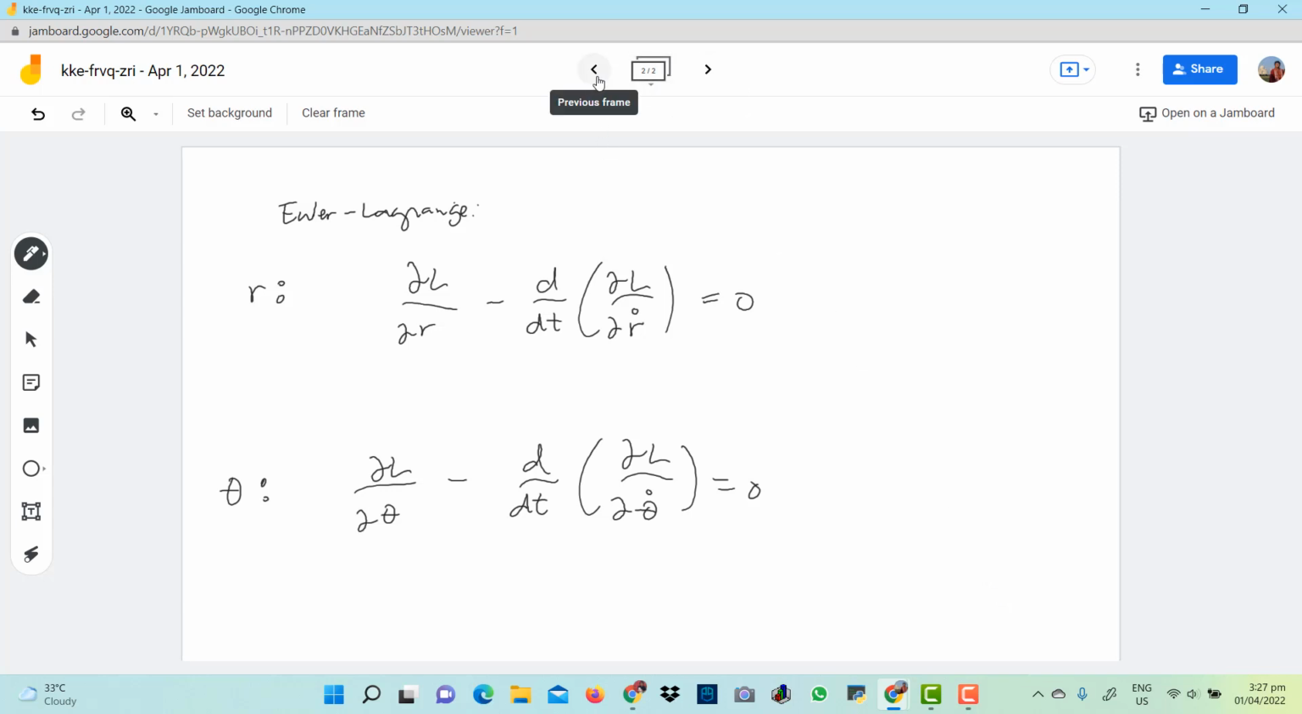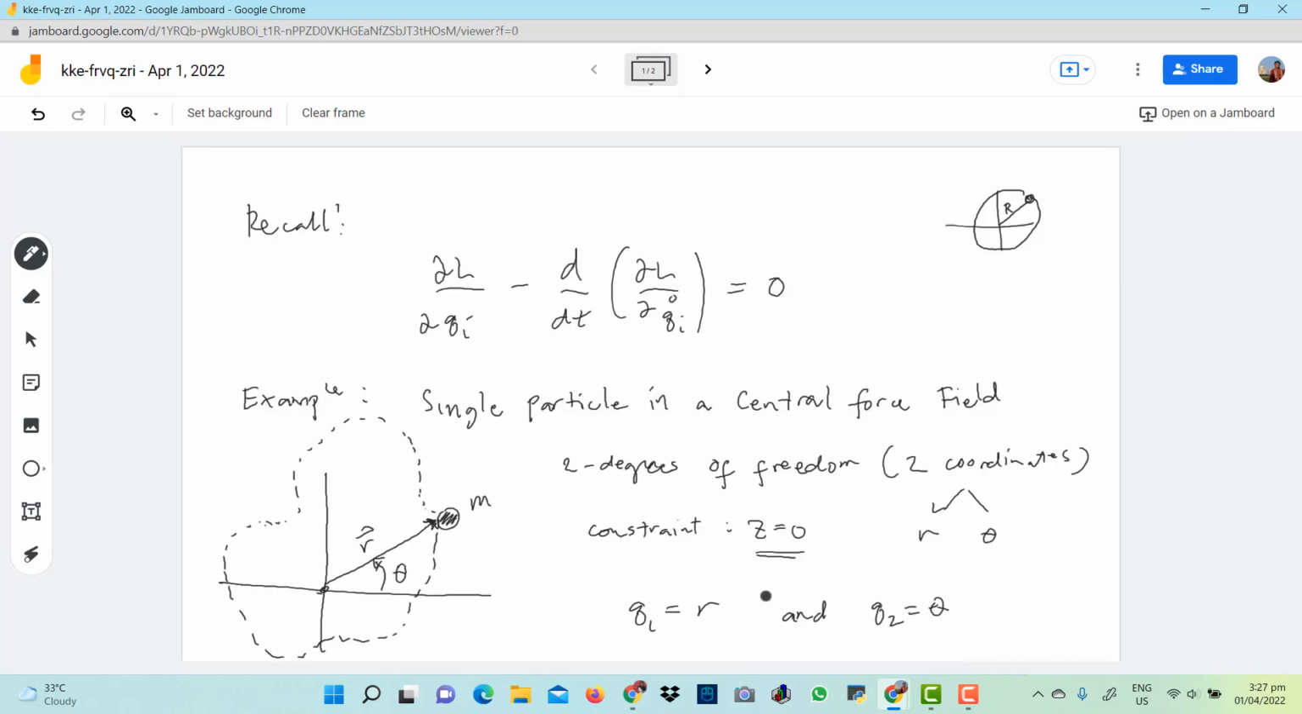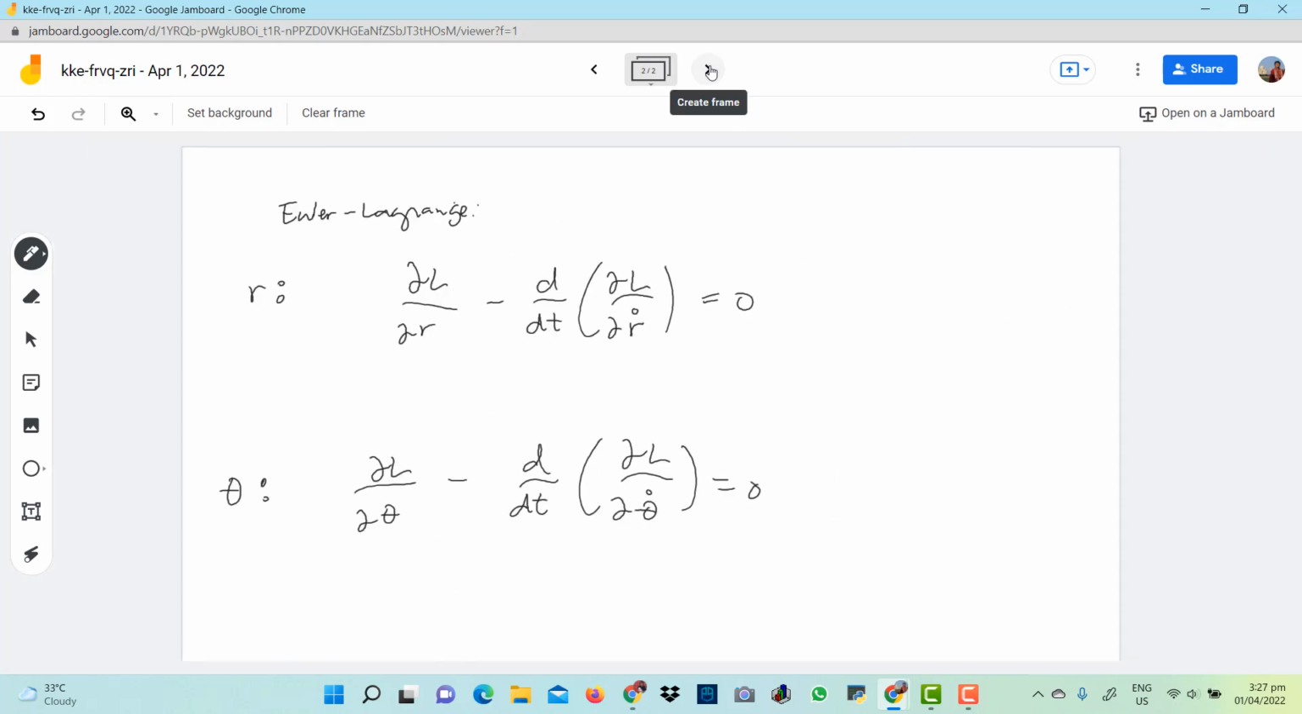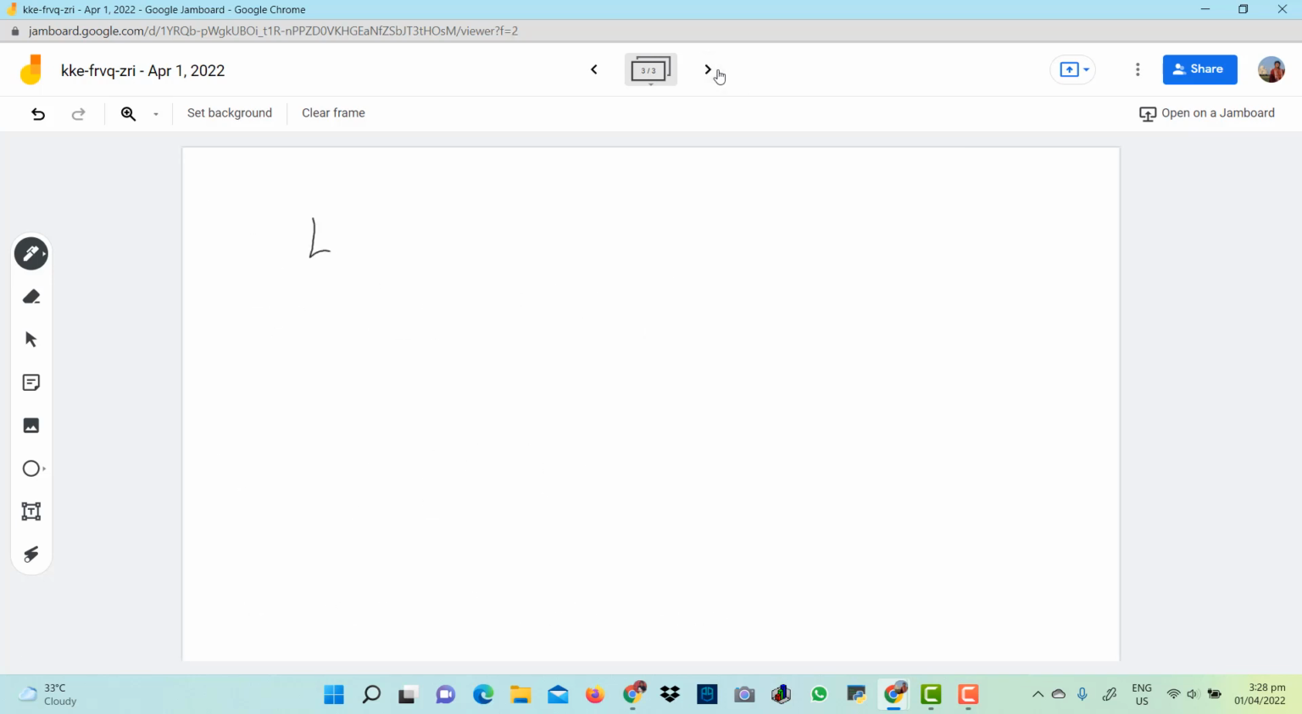So if I have the system, what's missing is this: I have two coordinates, r and theta, and I have the corresponding Lagrange equation for each. What's missing is to find the Lagrangian L. So in this system, what will be my Lagrangian? Take note, L is just T minus V.